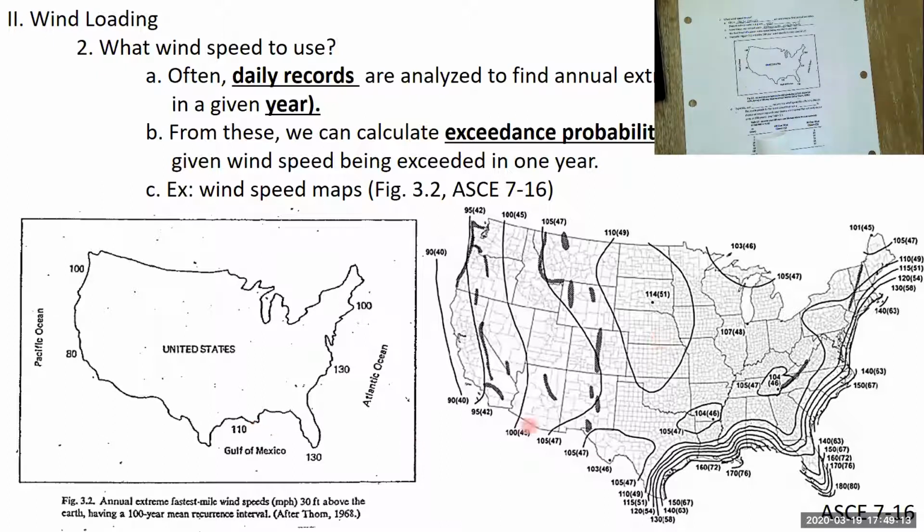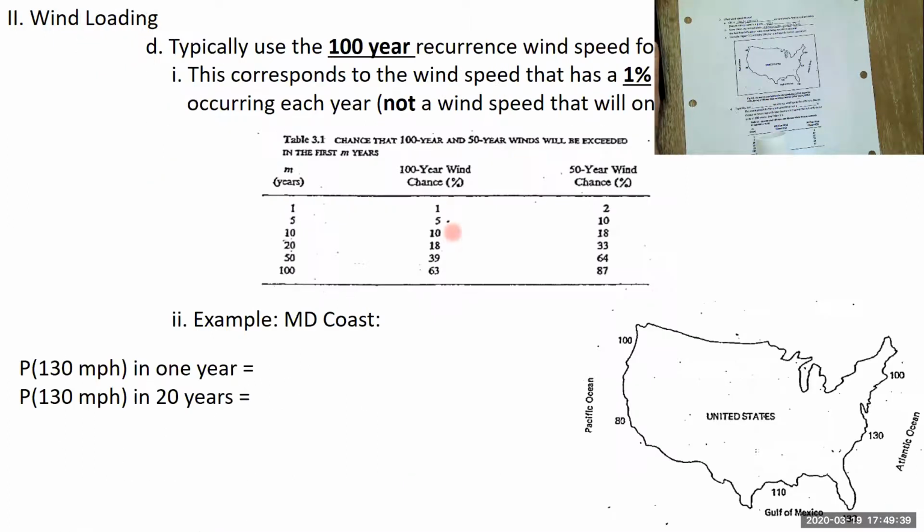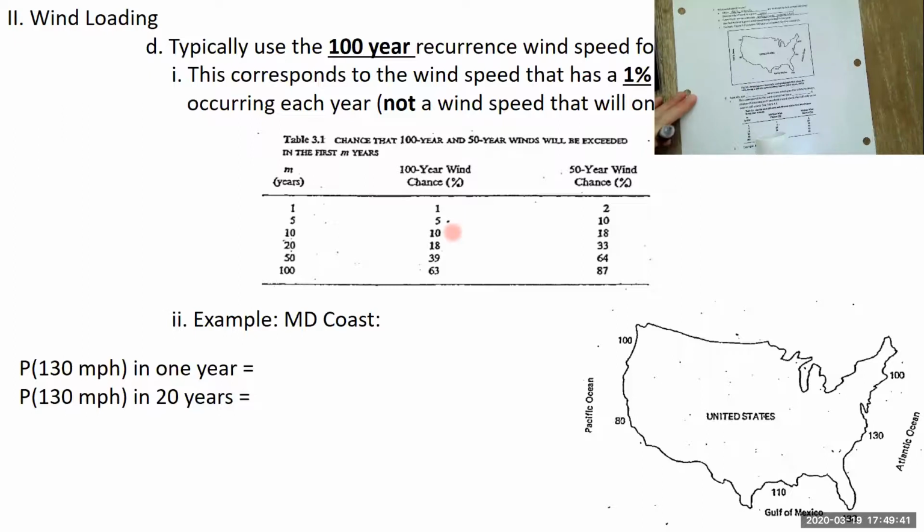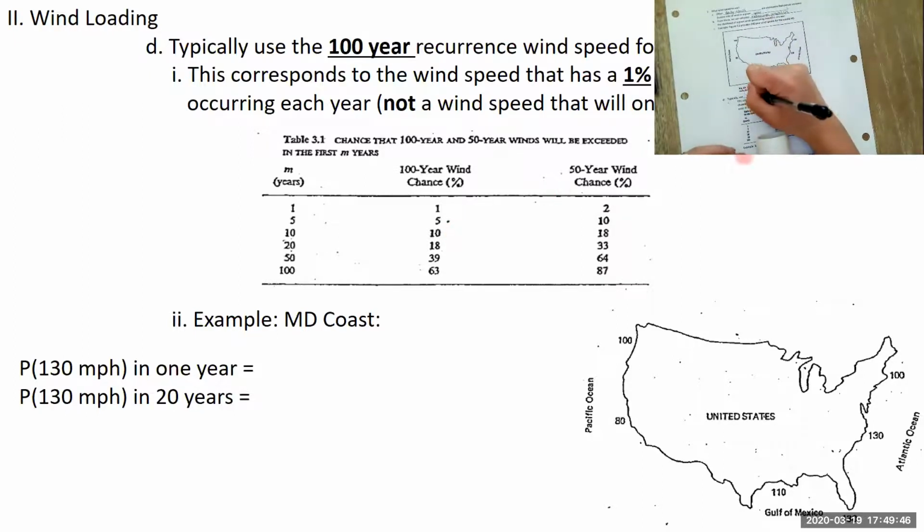These maps can be very complex. So here's the American Society of Civil Engineers wind speed maps in their building guidance for residential and other structures. And you can see they have all of these different contours with wind speeds all around the United States. And so they have, I think this is just one figure of many where they talk about different recurrence interval wind speeds. Again, typically we'll use the 100-year recurrence wind speed.